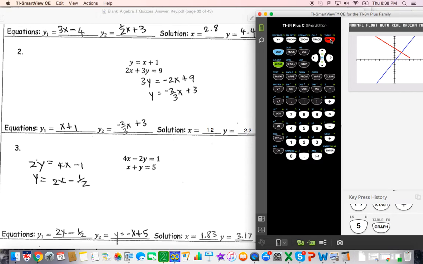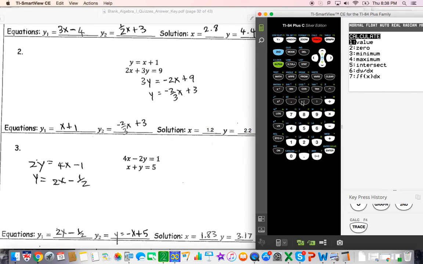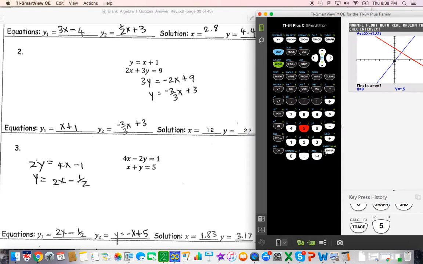And once the lines are drawn, I press second, trace, intersect, which is number 5. First curve, enter, second curve, enter, guess, scroll to the point and press enter. Now notice that you have a kind of messy number.